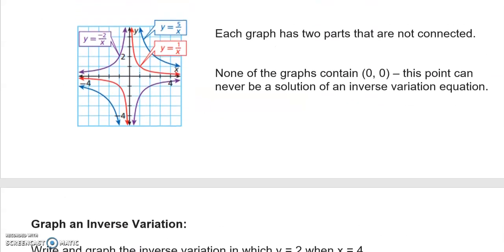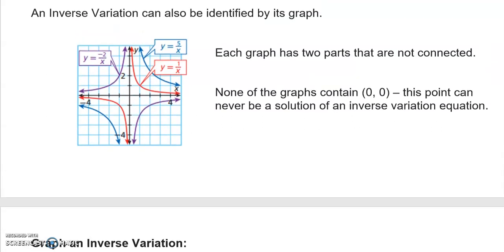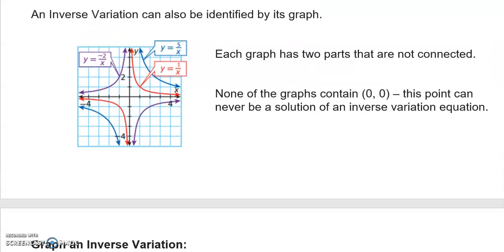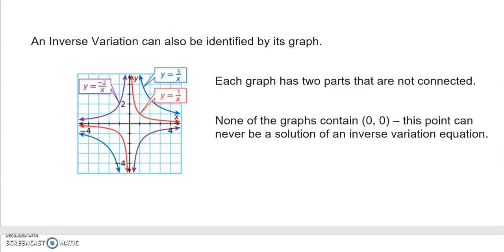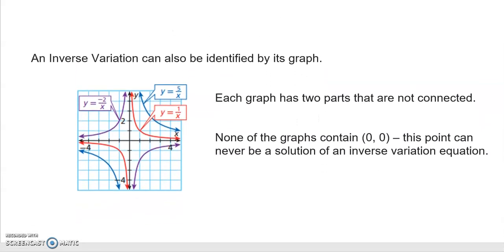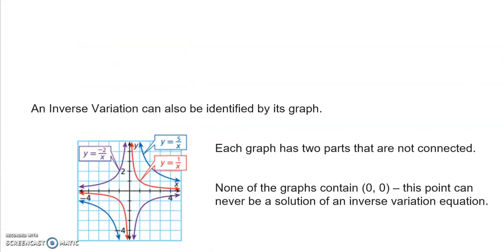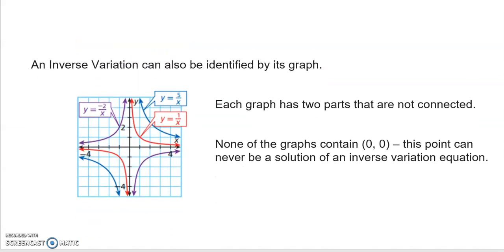So moving on, an inverse variation can also be identified by its graph. Each graph has two parts that are not connected. None of the graphs contain the point (0, 0). This point can never be a solution of an inverse variation equation.